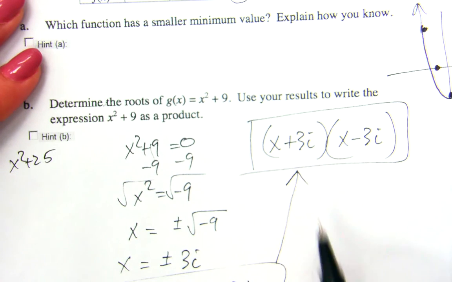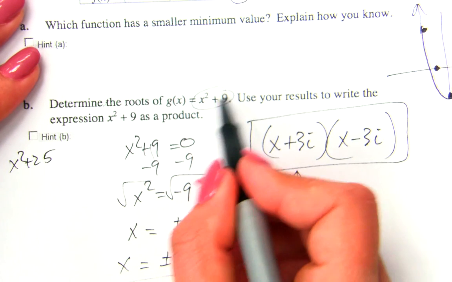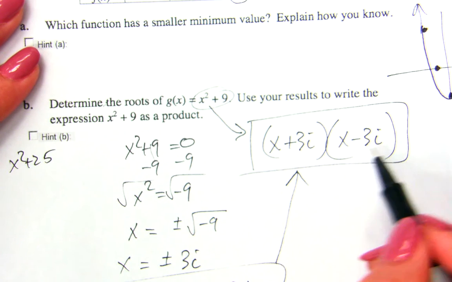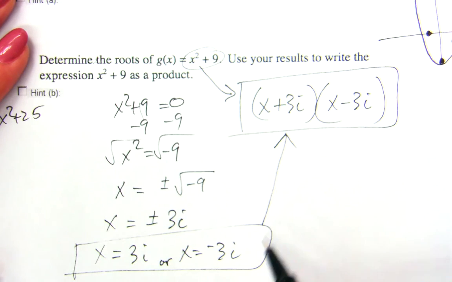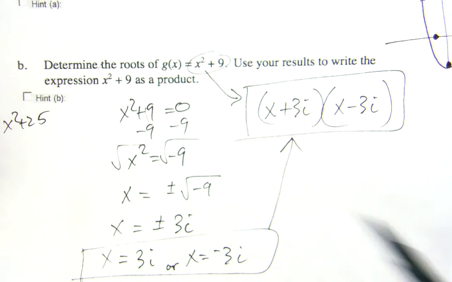Okay. All right, so there it is. x squared plus 9 as a product is x plus 3i times x minus 3i. And you can actually verify because when you set them equal to 0 and solve, you get those, and those were the answers that we got. Okay, stop here. Do the next one on the next video.